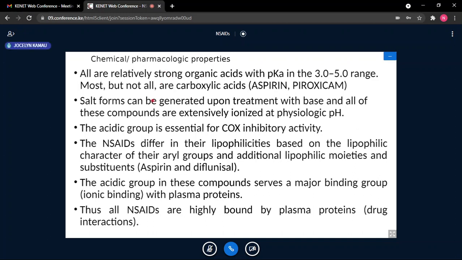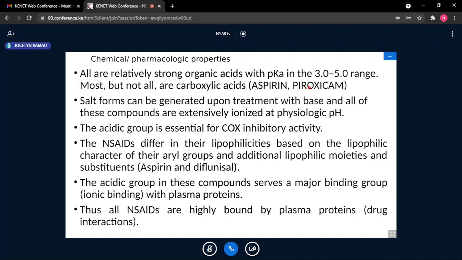What are their chemical and pharmacologic properties? They are all relatively strong organic acids with pKa like that, most but not all carboxylic acids. We are only saying they are strong organic acids, but please note that organic acids are usually weak. So their strength is not comparable to inorganic acids like sulfuric acid and hydrochloric acid, but they are basically strong acids because they all have the carboxylic acid group, and we have aspirin and also piroxicam.